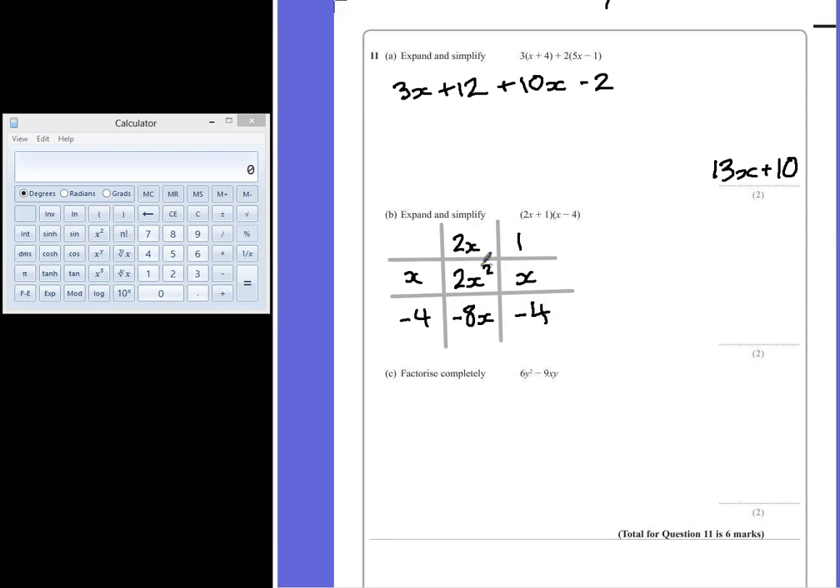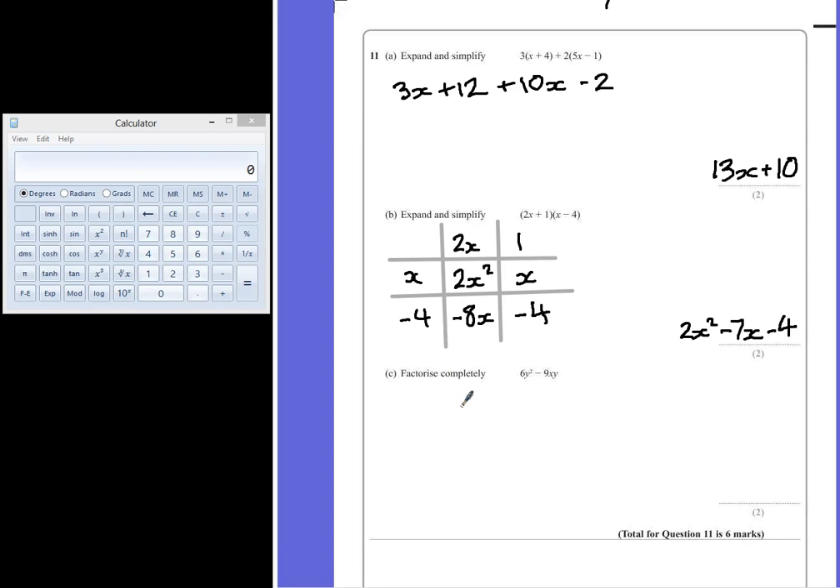This grid allows us to make sure that we have multiplied everything by everything, and then to simplify it we just need to gather all of these terms together. So we have 2x squared, there are no other x squareds in there, so that stays the same. I have x and I take away 8x, which leaves us with negative 7x, and then there's the minus 4 at the end.